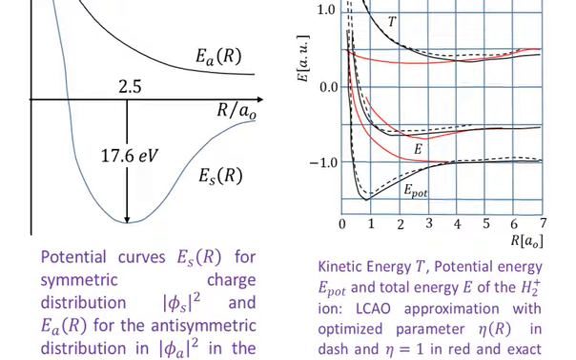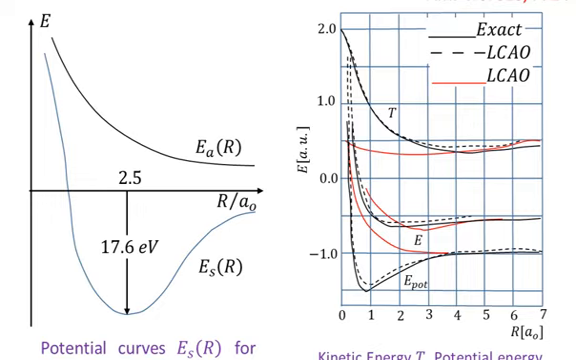So you see that I have plotted on the vertical axis the energy E in arbitrary units, and on the horizontal axis I have plotted the value of R, which is the separation between the two nuclei in terms of the Bohr radius, a naught.